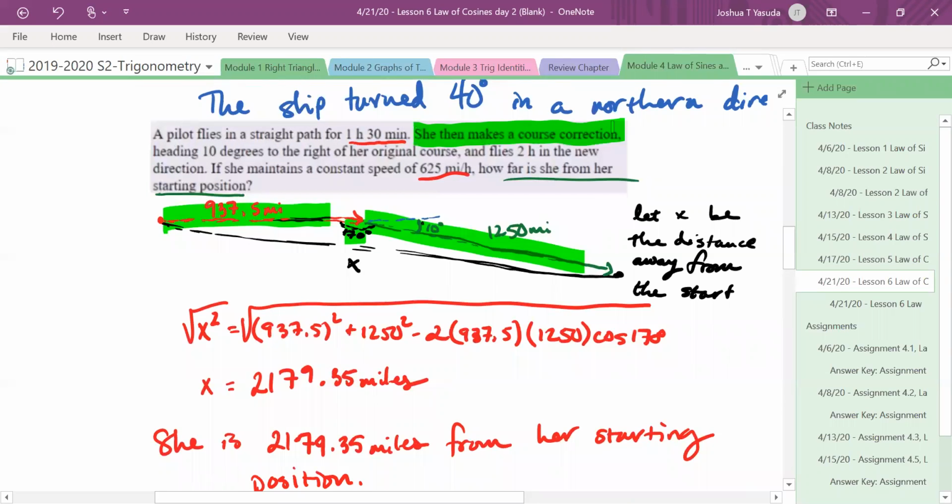She then makes a course correction, right? Heading 10 degrees to the right. And so that's going to be the thing that makes or breaks this problem for you.